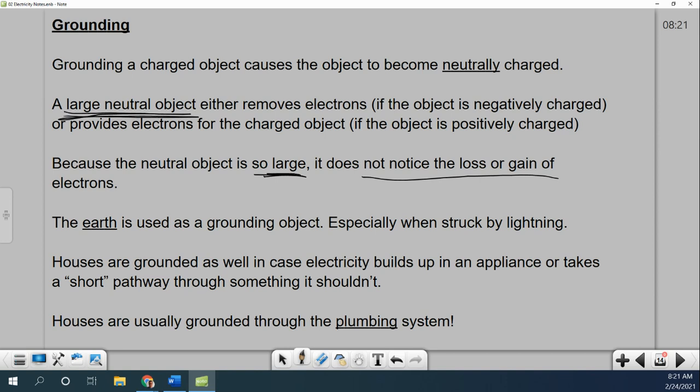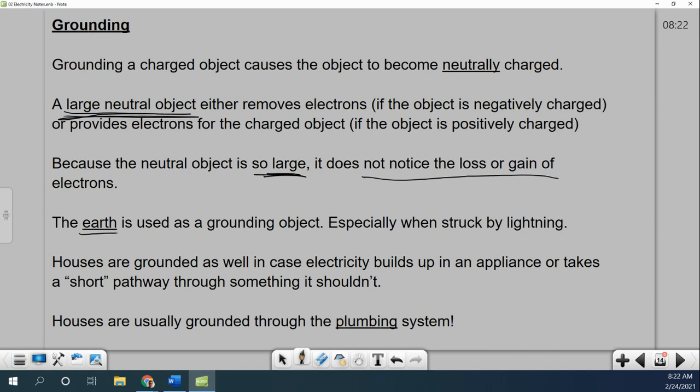And so you need a big neutral object, but you can connect anything charged to a big neutral object. And if your objects are small, which everything is compared to Earth, it'll soak up or give as many electrons as you need. So very often we do use Earth.